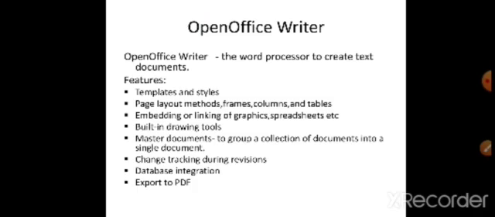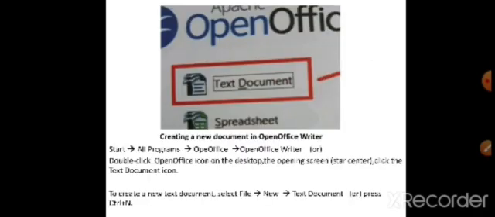How to download and install Openoffice? In Google, you have to type www.openoffice.org. You can download it free of cost. Next we study how to create a new document in Openoffice Writer. First, we create a new Openoffice Writer document by various methods. From Windows, select Start, All Programs, Openoffice Writer. Another method is to double click the Openoffice icon on the desktop.